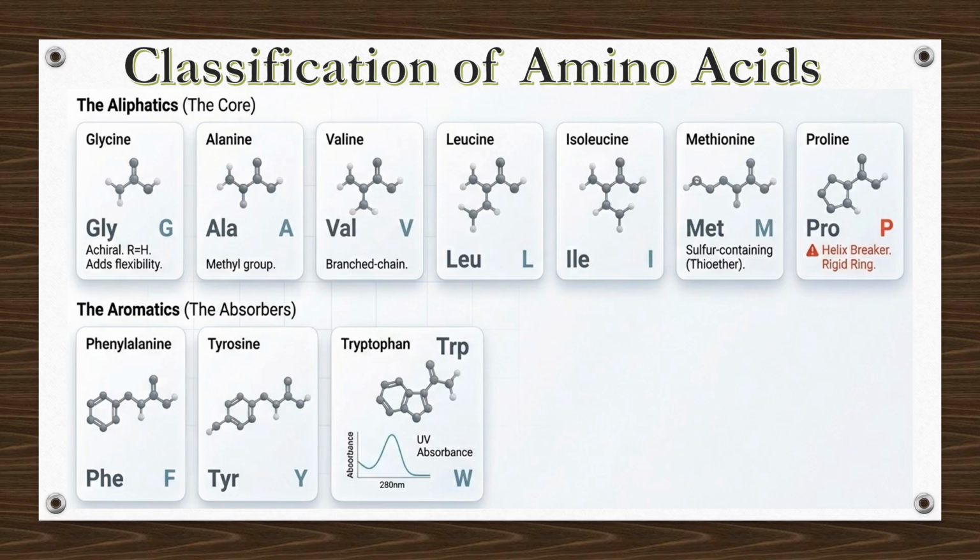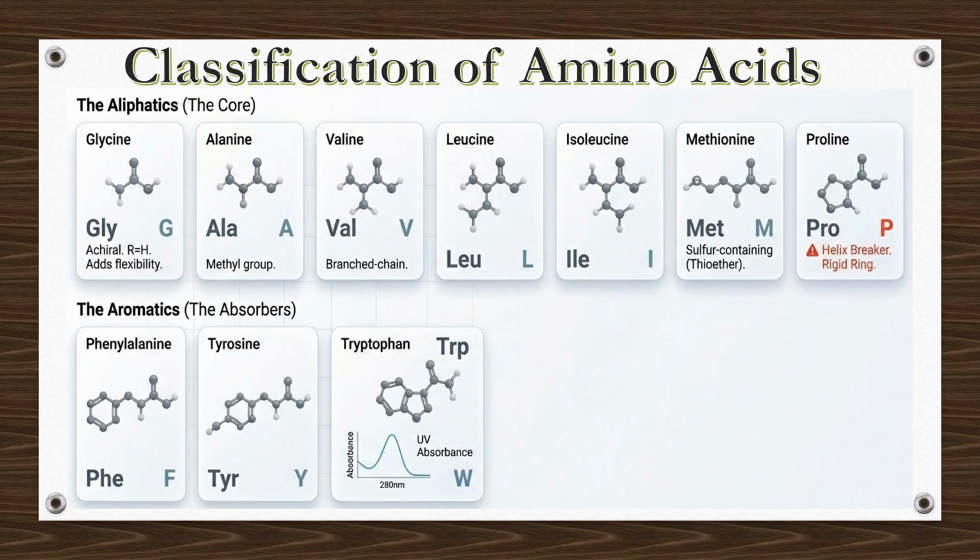Proline is unique. Its side chain loops back to bond with its own amino group, creating a rigid ring that introduces a bend in protein chains. Methionine, though it contains sulfur, is still considered nonpolar and plays a special role as the first amino acid added during protein synthesis. The aromatic amino acids, that is phenylalanine, tyrosine, and tryptophan, carry large ring structures in their side chains.